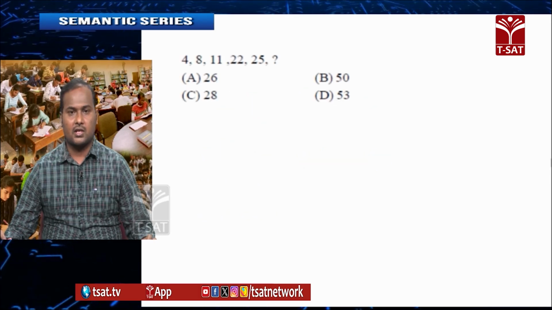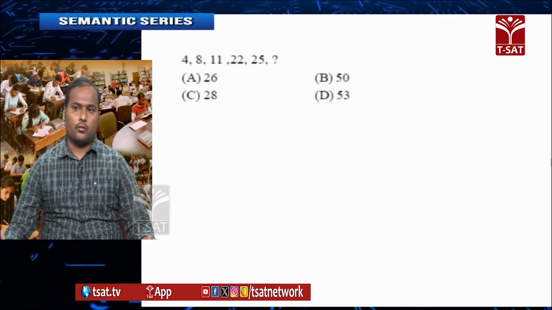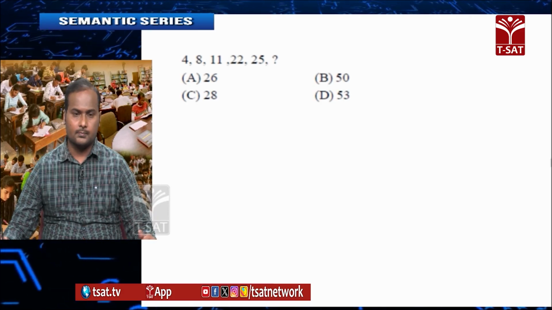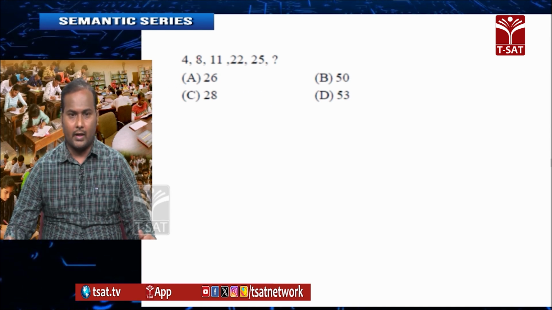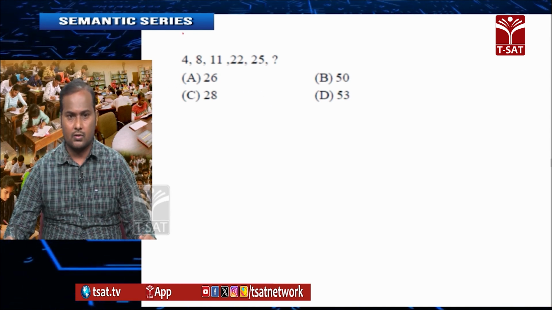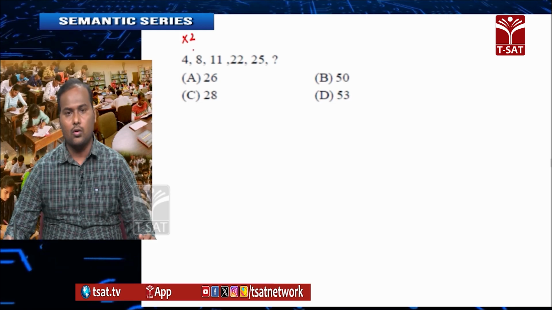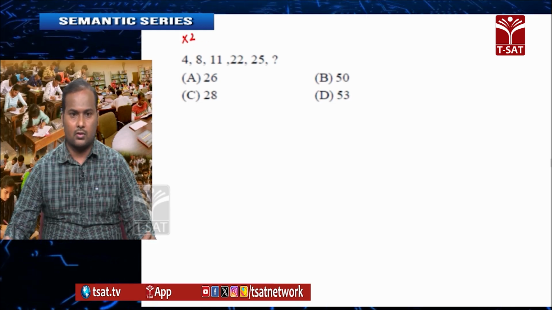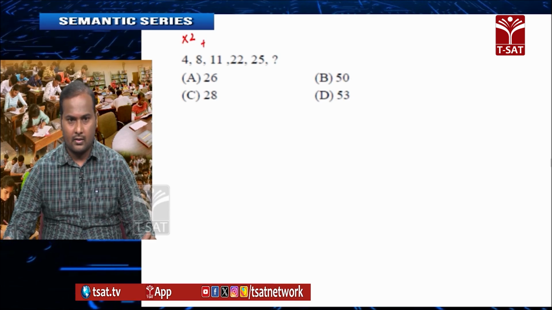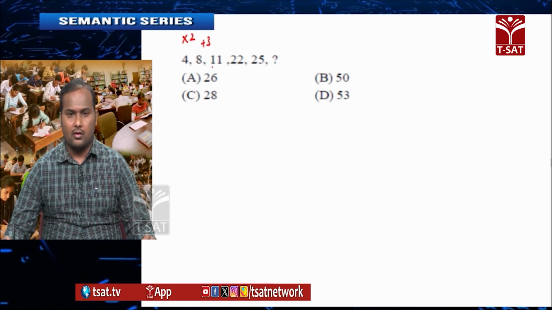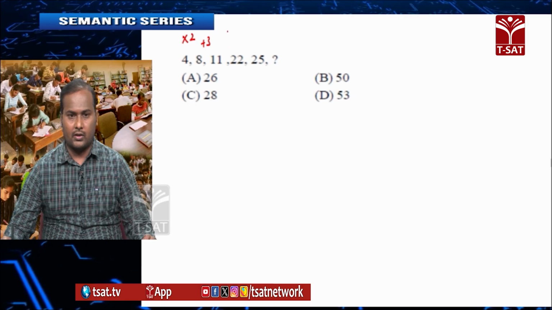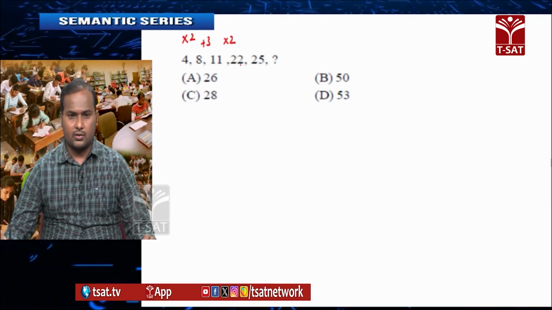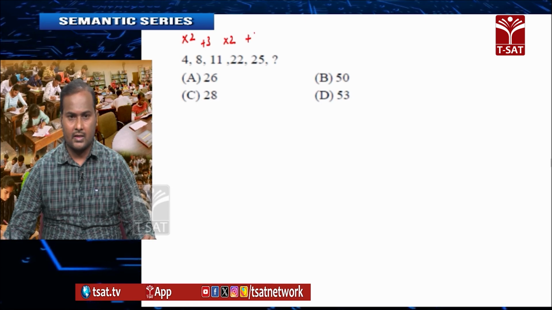This is a miscellaneous type of question, where both additions and multiplications are involved. If you see this particular series, 4, 8, exactly it is doubled. So it is generally multiplying by 2, or he added 4. Next one is 8 to 11. So generally it is increasing by 3, so plus 3. If you see the next one, 11 and 22, obviously it is doubled, so multiplied by 2. Next one is 22 to 25. So there is an increase of 3.